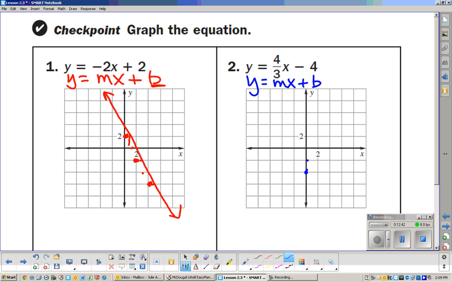Okay, there's -4. My slope is +4/3. So that means I'm going to have to go up 4 and over 3. Okay, that's a little odd, but here you go. Up 4, 1, 2, 4, and over 1, 2, 3. Okay, and your line's going to go this way.